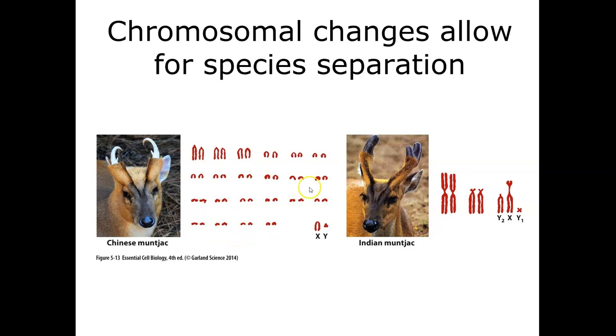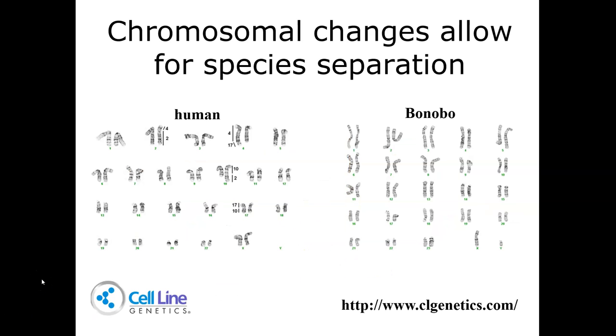The genes are all in here. They're very similar from both sets of animals, but obviously these are going to be separated and different, and now it's going to be really hard or impossible for these to, for example, mate and have something that would be able to combine their genetics because of these differences in their chromosome makeup. So that chromosomal change obviously allows for the species separation.